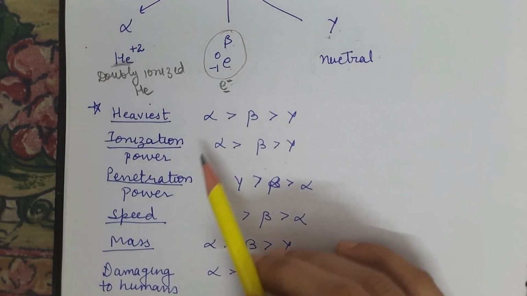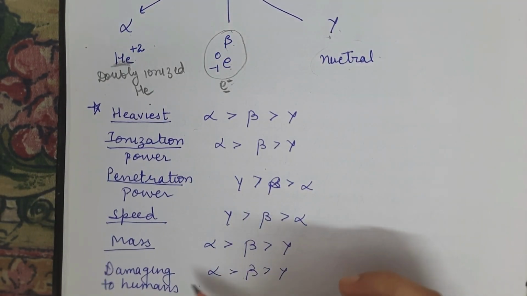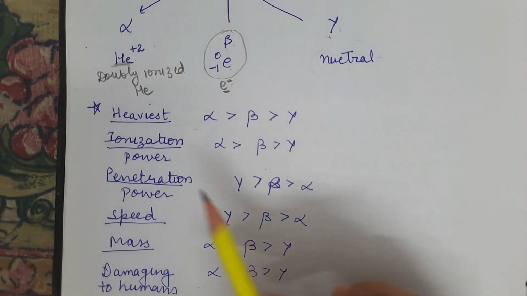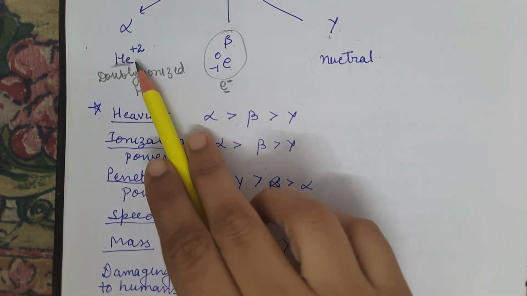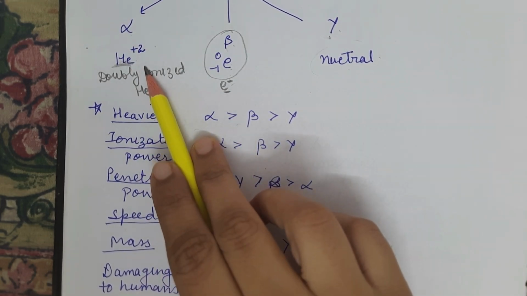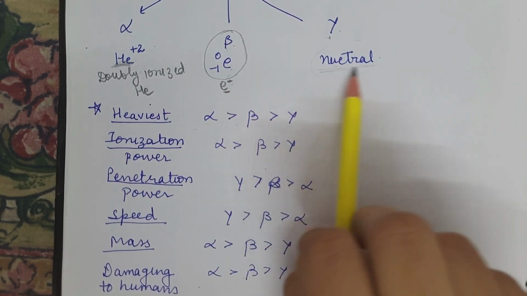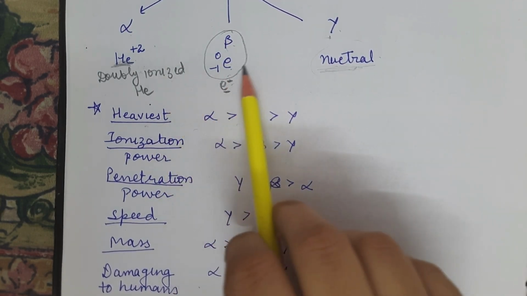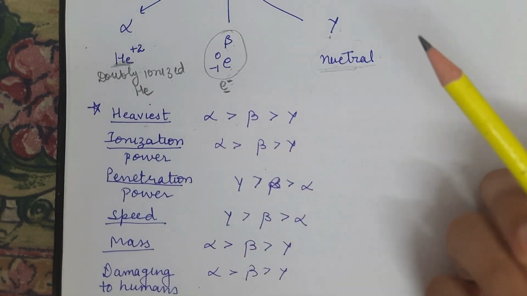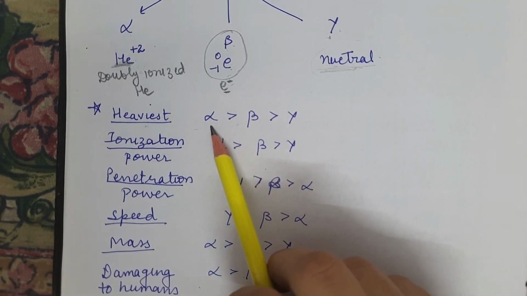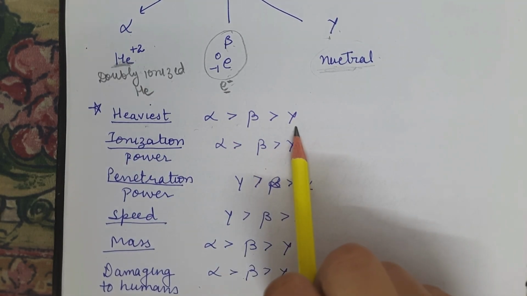Some sequences you have to remember because they do ask you in the exam for sure. Out of these all, since this is a helium ion, and this is an electron, and this is neutral just like light, the heaviest out of all, I hope you have understood, is alpha, and gamma is the lightest.